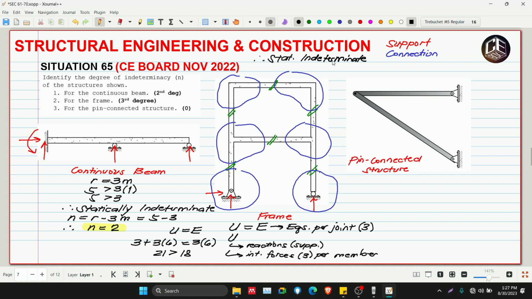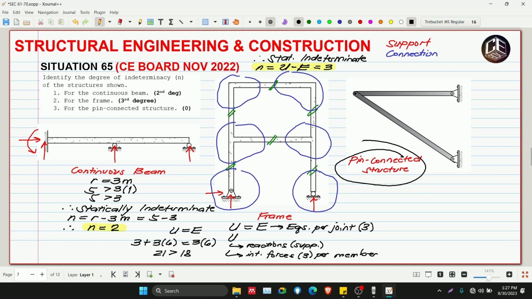So, since statically indeterminate dyan, meron tayong N, which is equivalent to U minus E. This is 21 minus 18, which is 3. Yan yung ating degree of indeterminacy. Next, problem number 3 for the pin-connected structure.